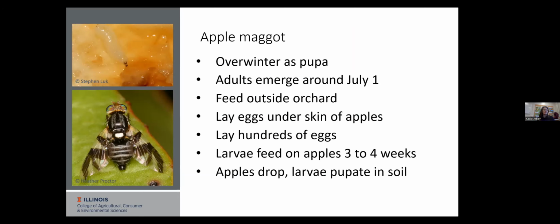Females can lay hundreds of eggs, and the larvae then feed inside the apples for 3 to 4 weeks. This pest, much like plum curculio, will cause your fruit to drop. So the apples will drop and the larvae will then pupate in the soil.